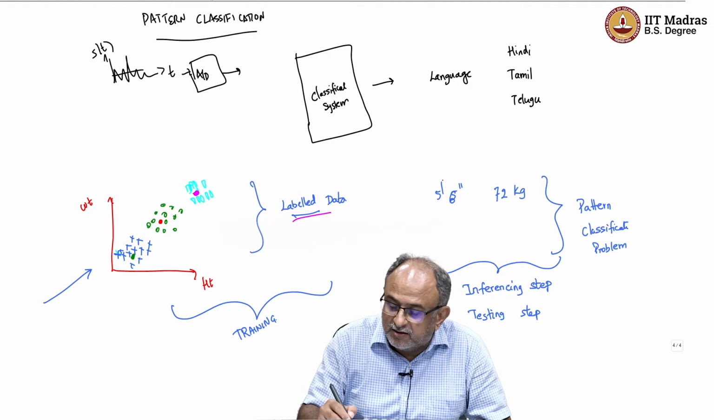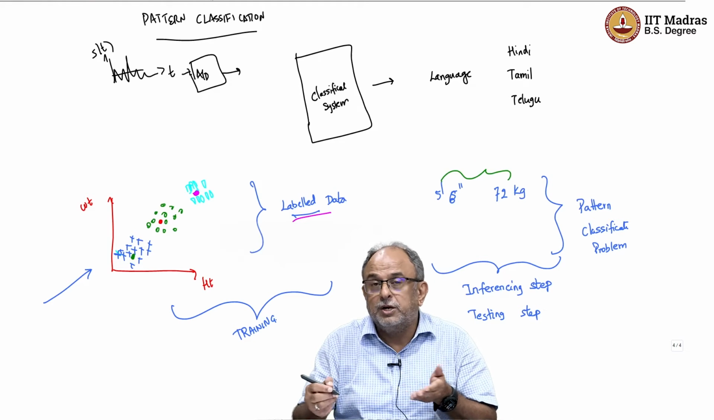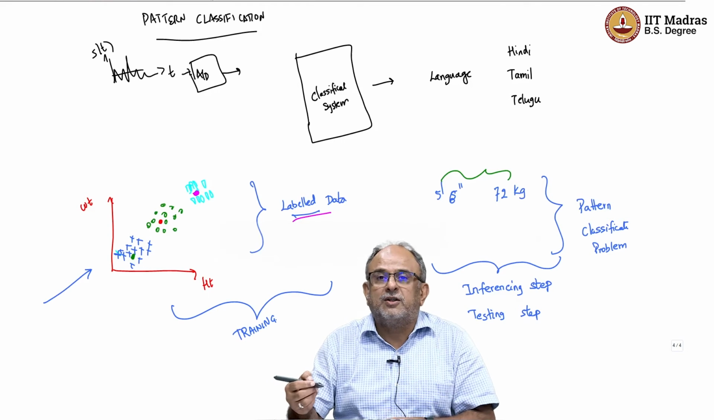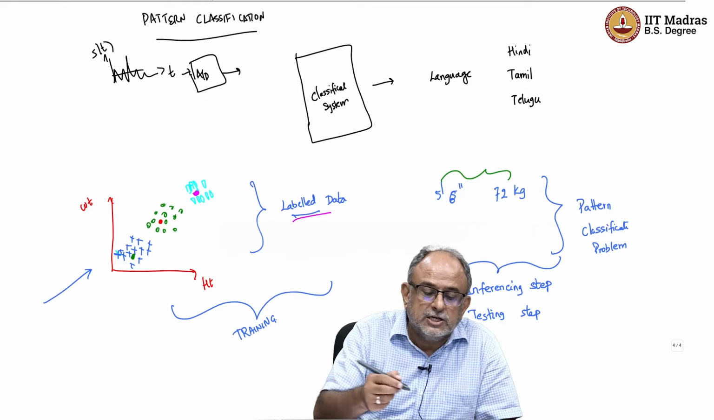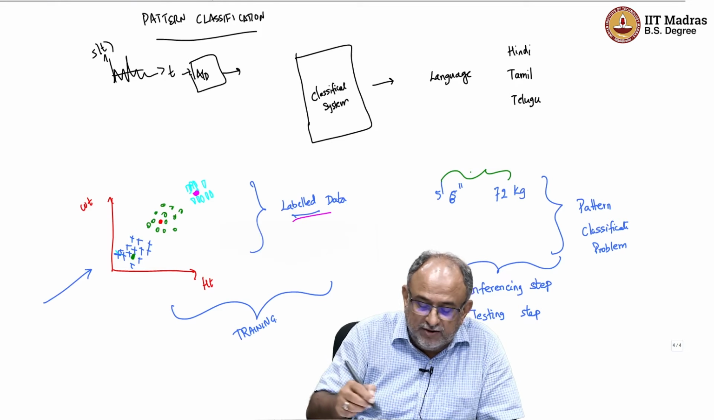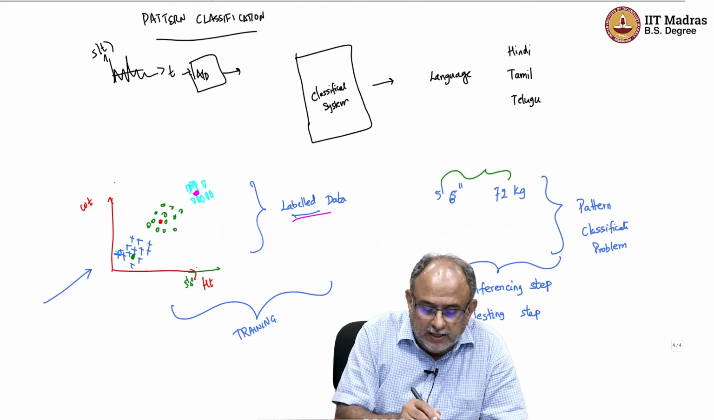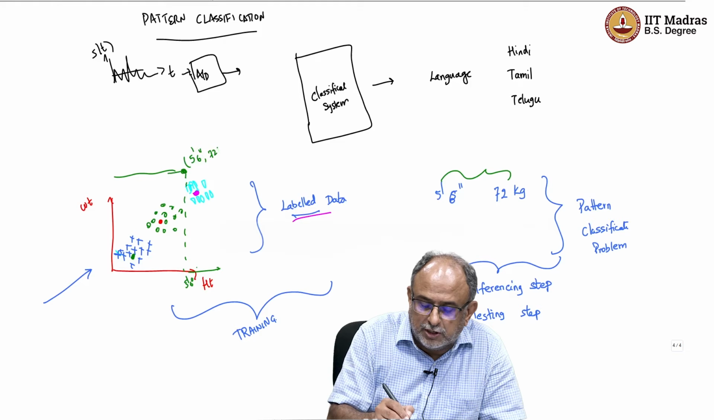Now let us say this is my test data. I don't know whether that's a man or a woman or a child, and my pattern classification problem should tell me whether it's a man, woman or child depending on the measurement. So let's say this 5 feet 6 inches is at this particular point, and 72 kgs is at this particular point. This is 5 feet 6 inches and 72 kgs.